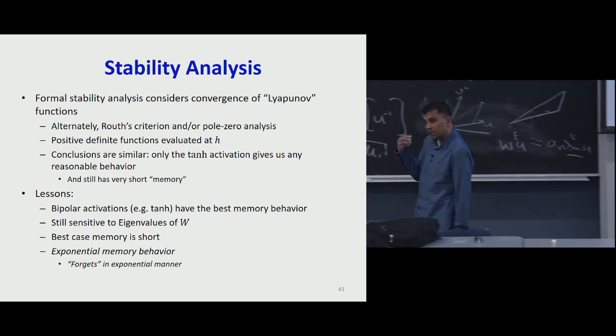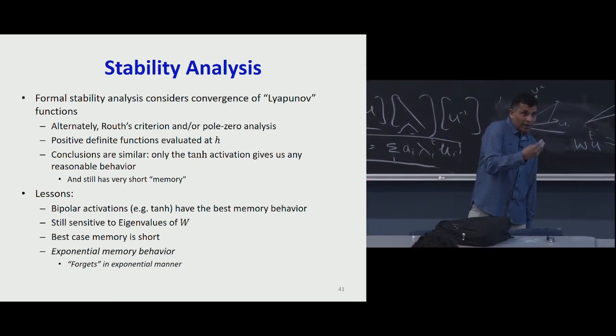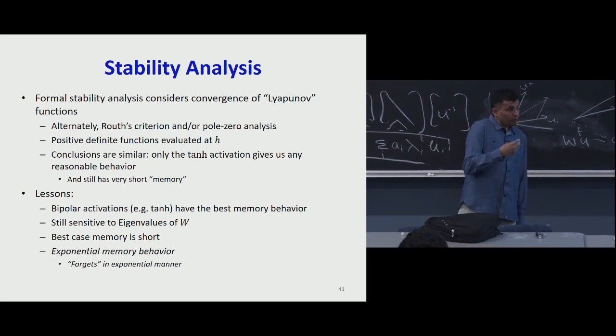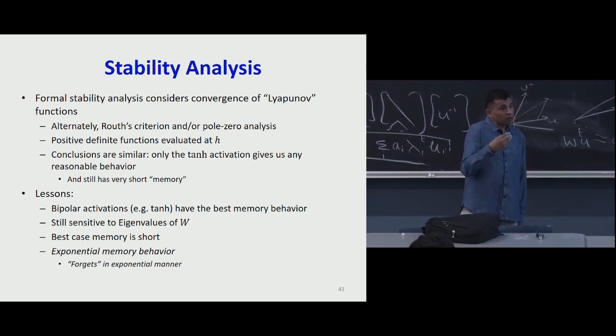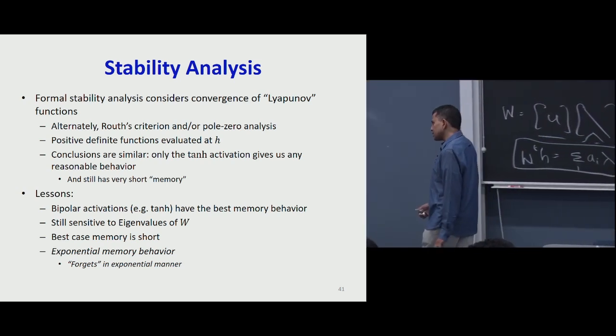You're trying to remember things forever. Whether you remember things forever or not must depend on the input and not on the parameters of the network. What you remember must be the input, not the parameters of the network. So this is not a great response, right?